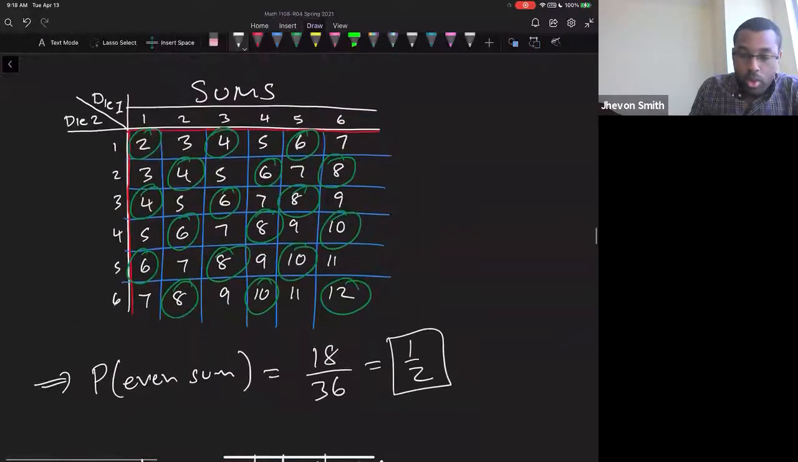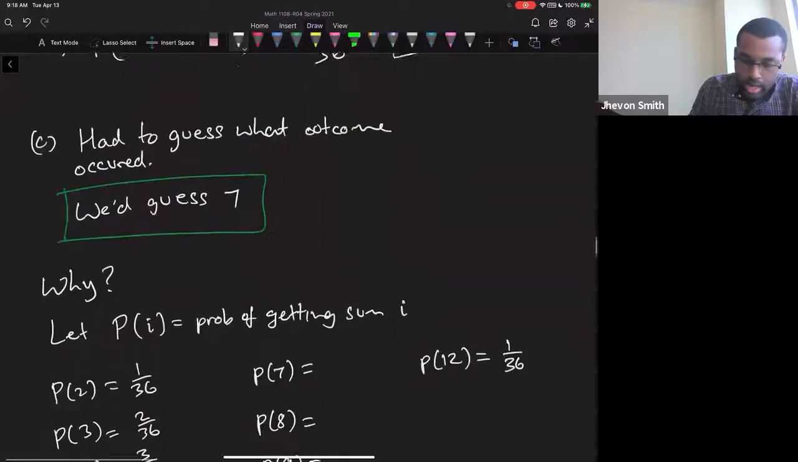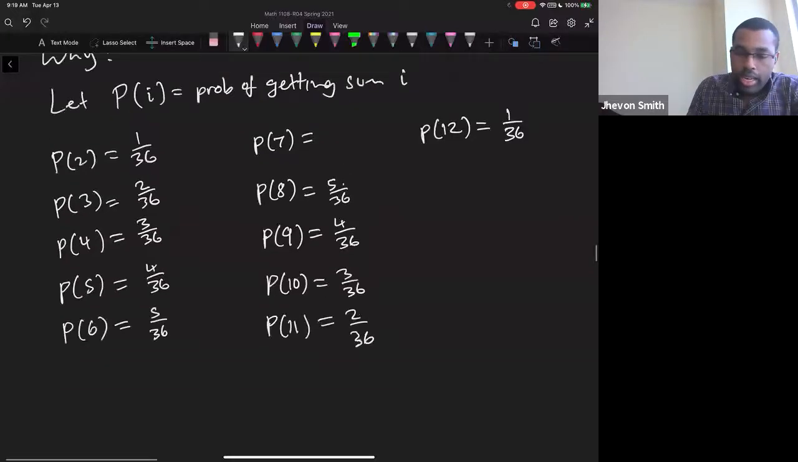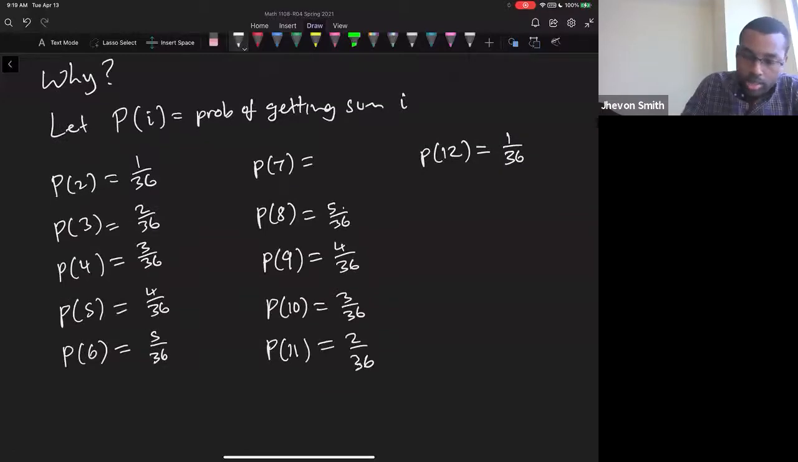Look at the 5s, there are 4 ways to get a 5. There are also 4 ways to get a 9. Notice that they're counting up from either side. Similarly, there are going to be 5 ways to get this and 5 ways to get that. Then you get to 7, which is right in the middle. There are 6 ways to get that. That's the most likely outcome.